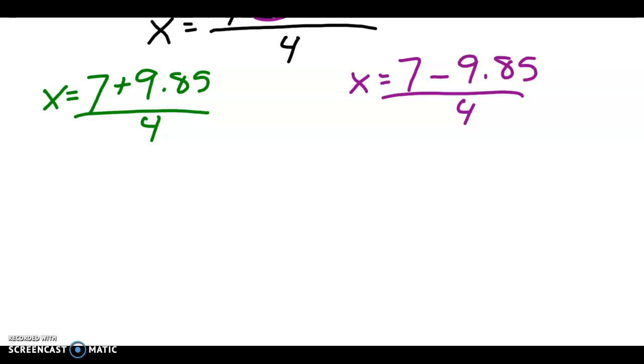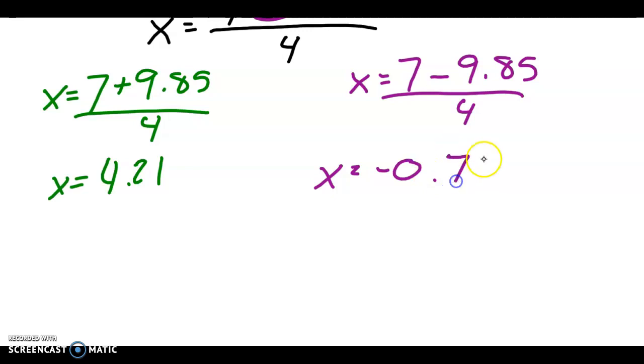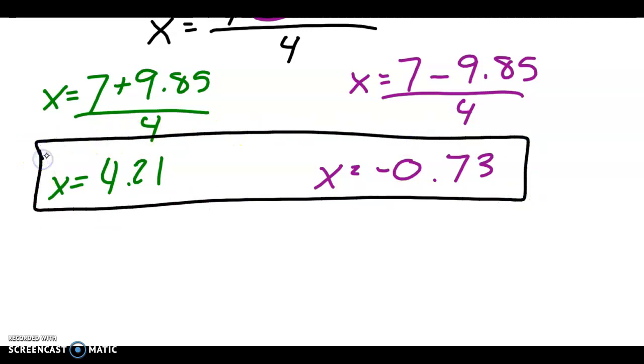7 plus 9.85 is going to be equal to 16.85 divided by 4, rounded to the nearest hundredth, is going to give you 4.21. So your x will equal 4.21. And then your second one, when we subtract 7 minus 9.85 is equal to negative 2.85, divide that by 4, you get x equals negative 0.73, and that's going to be rounded to the nearest hundredth as well. Okay?